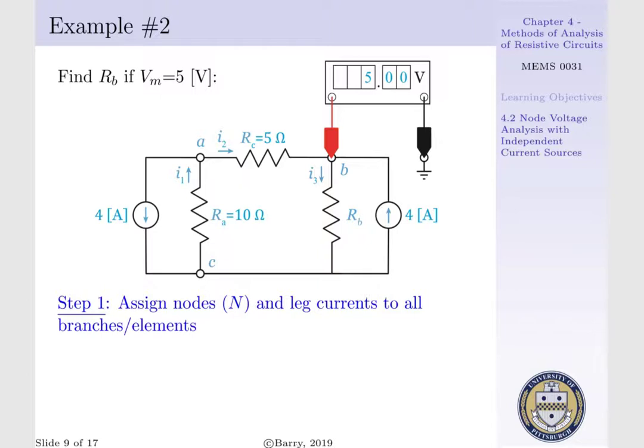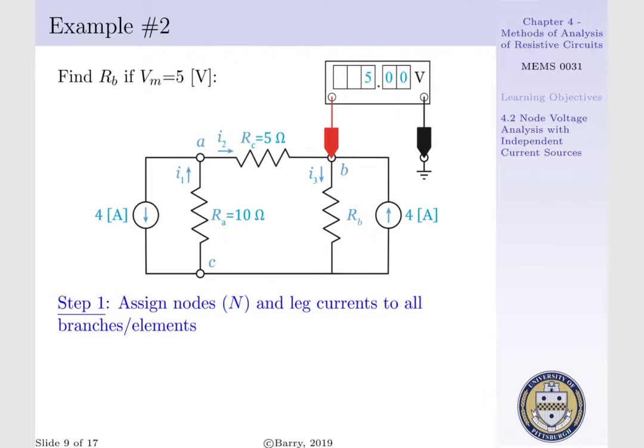Within our system, we have 3 nodes, A, B, and C. Node A connects our left-hand side 4 amp source to RA and RC. Node B connects RC, RB, and our other 4 amp source. And node C connects our 4 amp source, RA, RB, and our 4 amp source. We note that our voltage at node B is going to be equal to 5 volts, i.e. VB is equal to 5 volts.